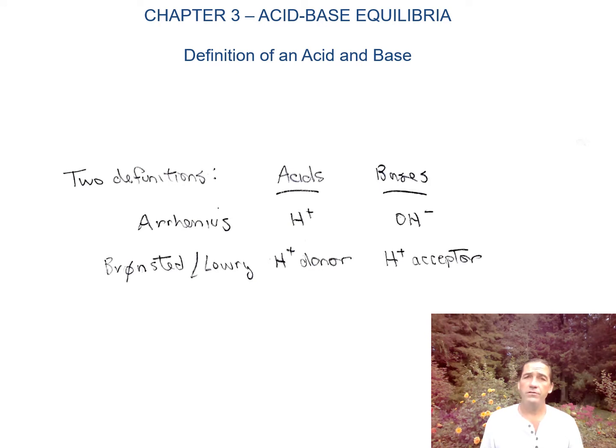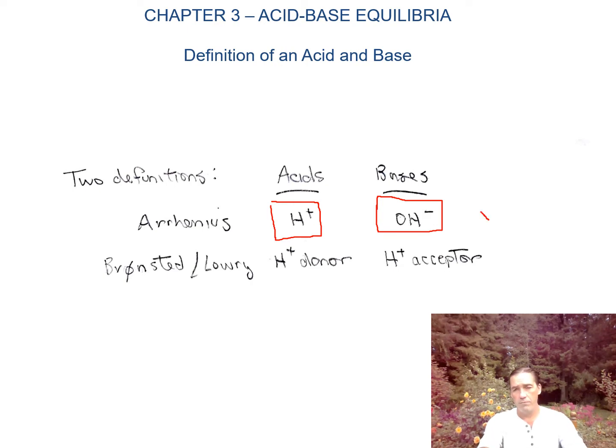So let's look at some of the basic terms in this chapter. First thing is let's define acid and let's define base. If we go back about 125 years, Arrhenius was the first one to define what an acid and base is. He said that an acid is H+, and a base is hydroxide. Well, that's a very simple definition, and it works much of the time, but what we actually need is something a little bit more broad.